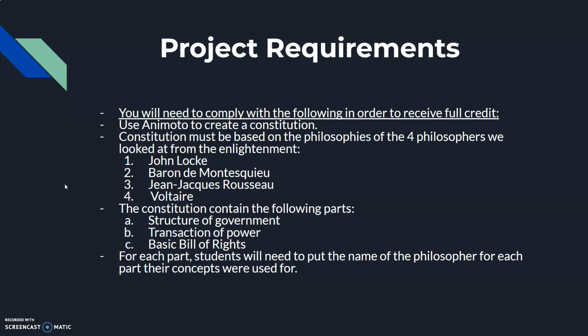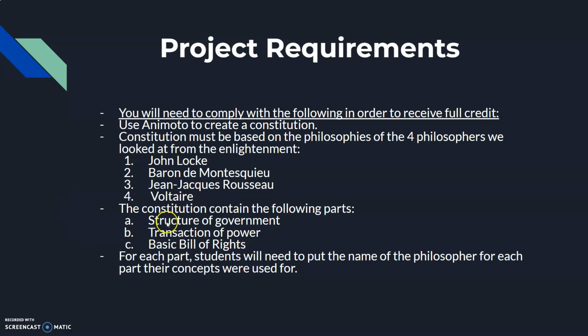So project requirements, you will need to comply with the following in order to receive full credit. You must use Animoto to create a constitution. The constitution must be based on the philosophies of the 4 philosophers we looked at from the Enlightenment. So again, they have to use all 4 of these guys. This is why the jigsaw is so important for them to do well on, because that's where they're going to get all their information from.